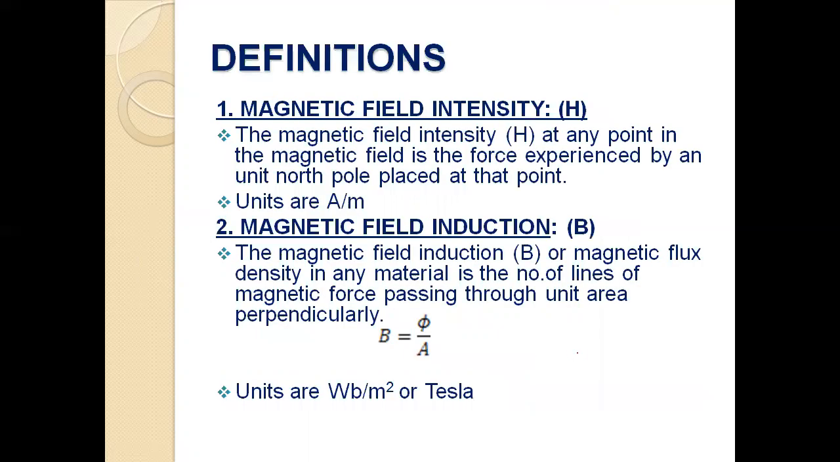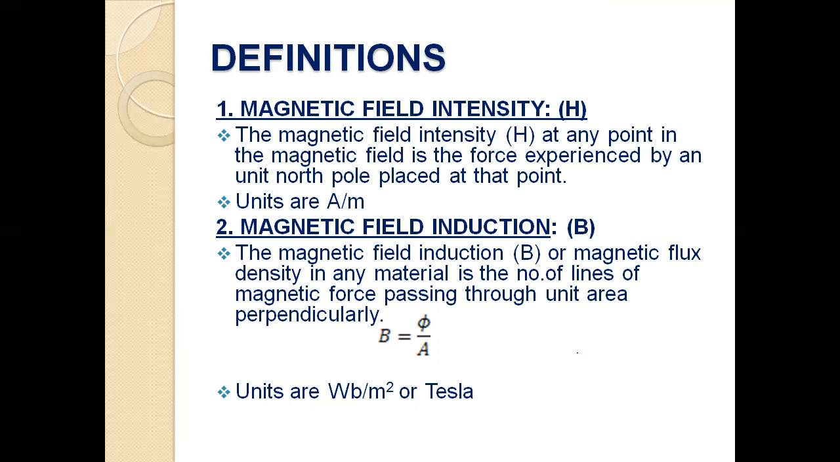First of all, magnetic field intensity. This is defined as, at any point in the given magnetic field, the force experienced by a unit north pole. It is an analogous term for electric field intensity in dielectric materials, like force acting per unit area in a given electric field. That is given as electric field intensity, whereas here the force acting per unit north pole is given as magnetic field intensity, and the unit for magnetic field intensity is ampere per meter.